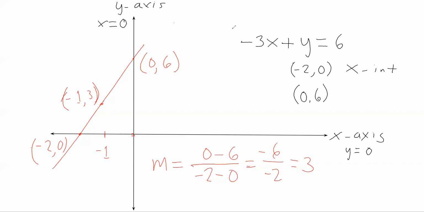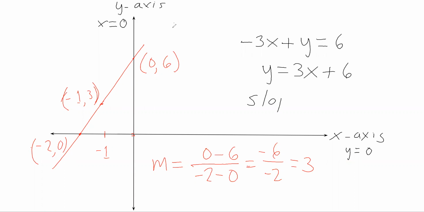If we go back and look at the original equation, as you probably recall, doing a little manipulation and solving it for y, we would get an equivalent equation by adding 3x to both sides of the equation. We get y equals 3x plus 6. And that's in what's called slope-intercept form.